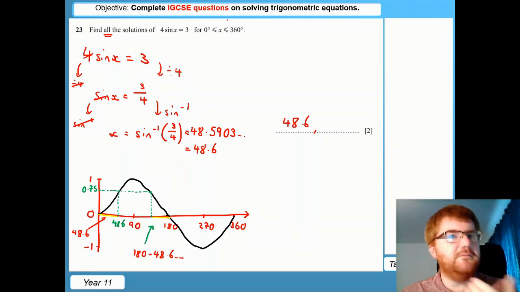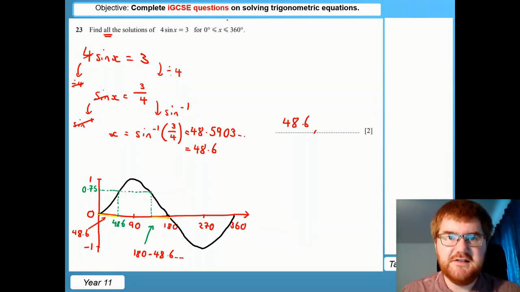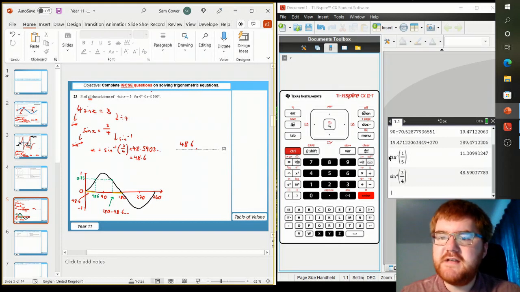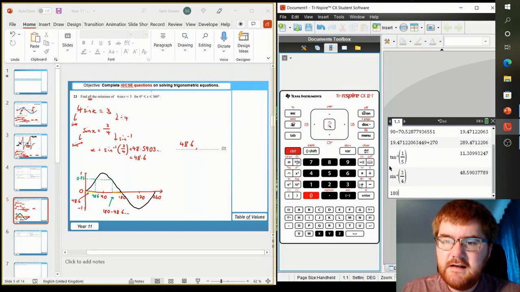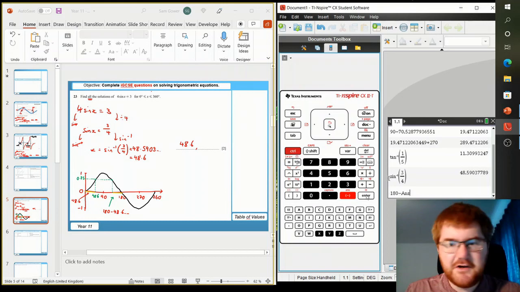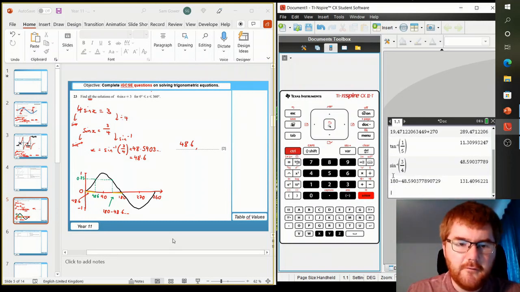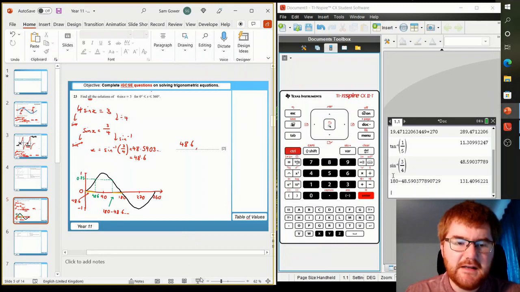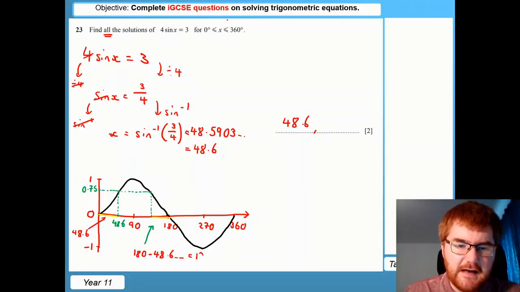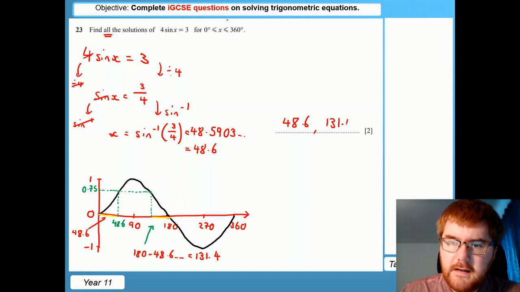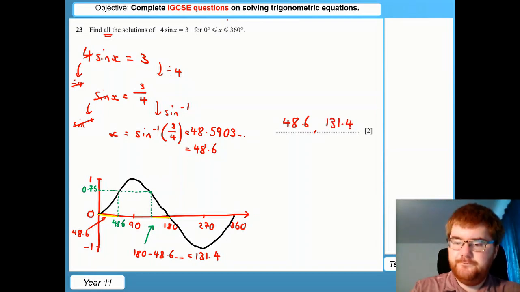So this is where I do this on my calculator to get the most accurate answer. Now a feature on most calculators is you can use the answer from before. So I'm going to put in 180, and Casio this also works as well, and then I'm going to do minus the previous answer. Okay, it keeps it as accurate as possible, and so we get our answer of 131.4. Again, because we need it to one decimal place, we do need to be accurate. So 131.4, and that will be my second solution.